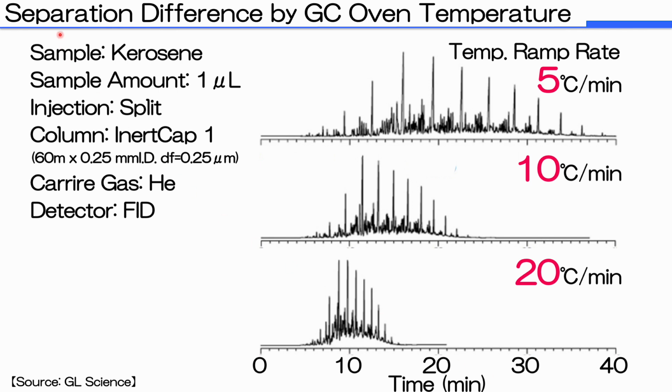This is an example of measurement showing the difference in separation when the temperature of the GC oven has changed. The sample is kerosene, and all the analytical conditions are the same, except for the temperature. From the chromatogram shown here, you can find that the faster the rate of temperature, the earlier the peak is eluting. It is necessary to set the temperature according to the degree of separation, measurement time, and so on.